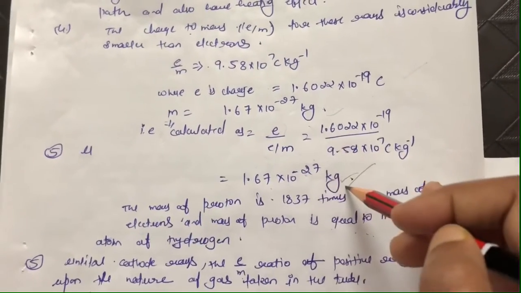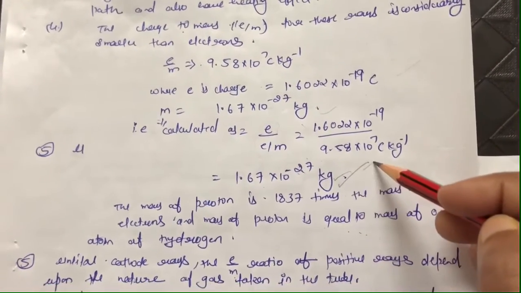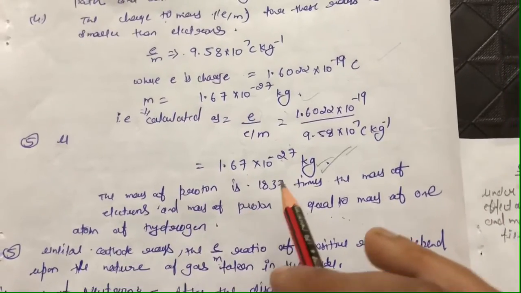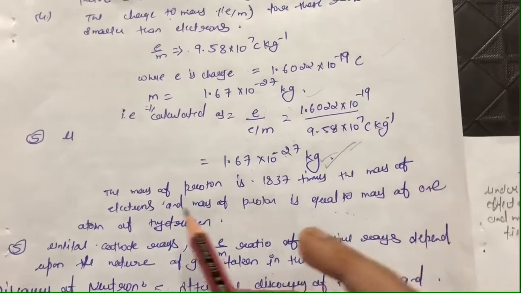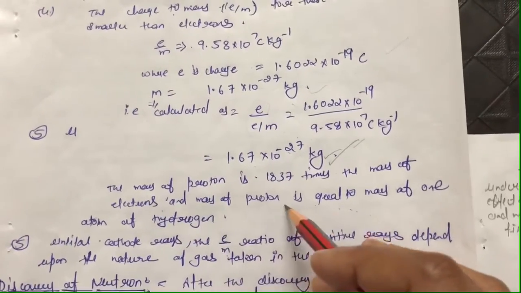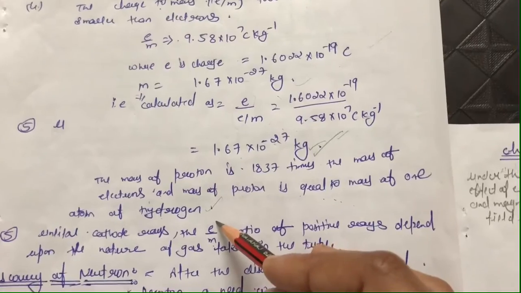Mass we can calculate in the same manner as we calculated it for the electrons. The mass of the proton is 1837 times the mass of the electron, and the mass of the proton is equal to the mass of the atom of hydrogen. Clear?